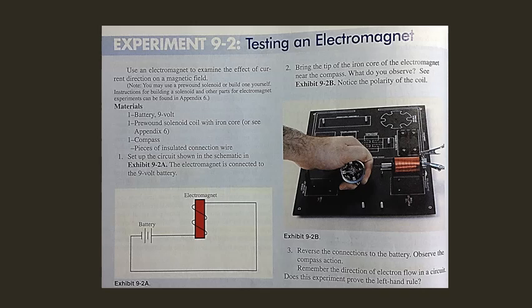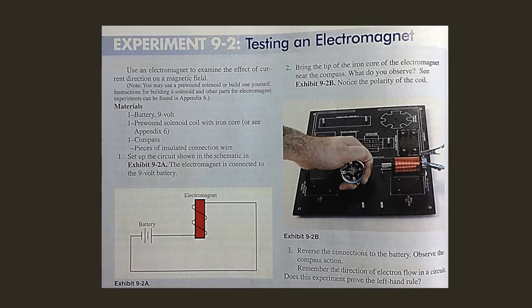The materials include 1 battery or 9-volt battery, 1 pre-wound solenoid coil with iron core, or see Appendix 6 to build one, 1 compass, and pieces of insulated connection wire. And step 1 is to set up the circuit shown in the schematic in Exhibit 9-2A. The electromagnet is connected to a 9-volt battery.